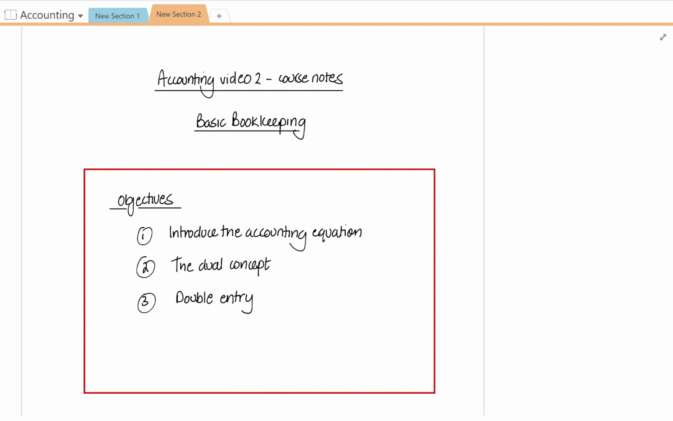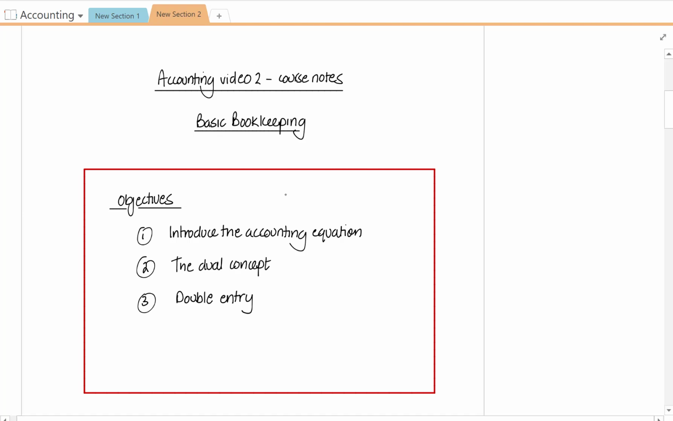The aim of this video is threefold. I intend to introduce the all-important equation that underpins the accounting world, the accounting equation. Following this, we will consider the dual concept and will end with the application of this through double entry bookkeeping. Now, you might recall from an earlier video that one of the branches of accounting involves recording transactions, and we do this via the process of bookkeeping. So let's start by considering the accounting equation and build towards this.